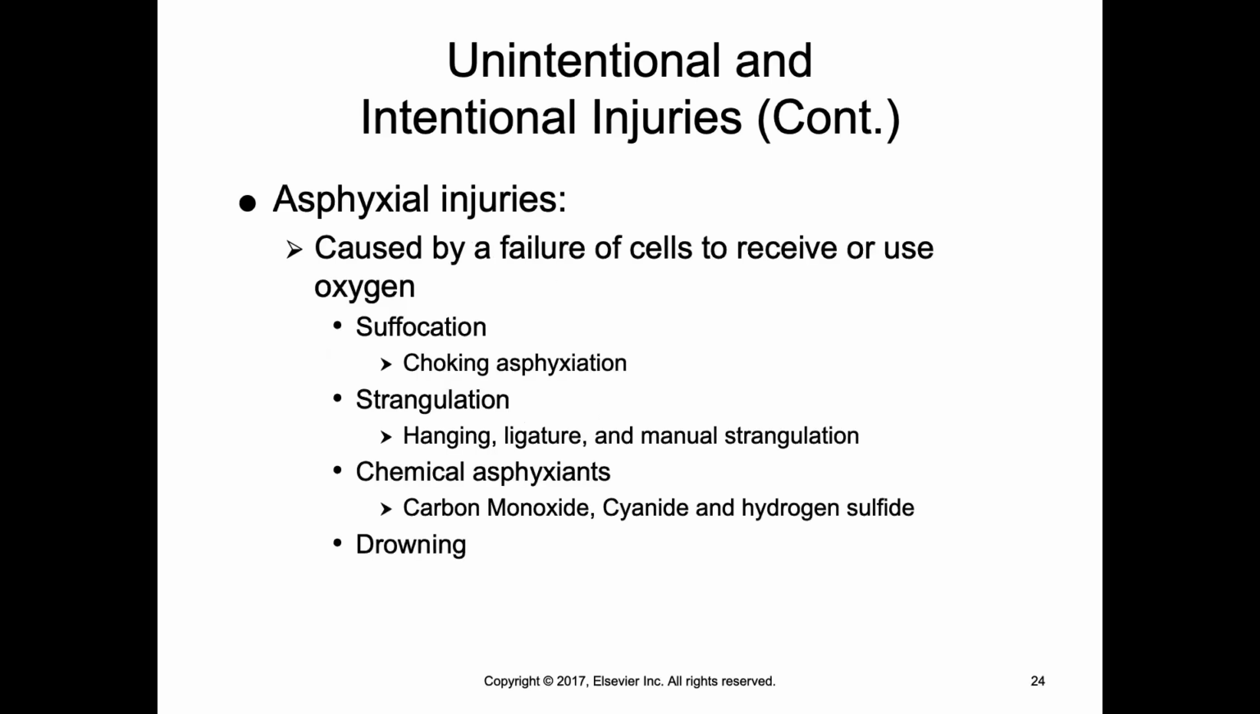Asphyxial injuries, caused by a failure of the cells to receive or use oxygen, include suffocation, such as choking, asphyxiation, and strangulation. This is by hanging, ligature, or manual strangulation. One of the hallmarks in strangulation is the breakage of the hyoid bone. Chemical asphyxiants include carbon monoxide, cyanide, and hydrogen sulfide. Carbon monoxide and cyanide poison the electron transport chain. Hydrogen sulfide is a reducing agent. And then we have drowning.